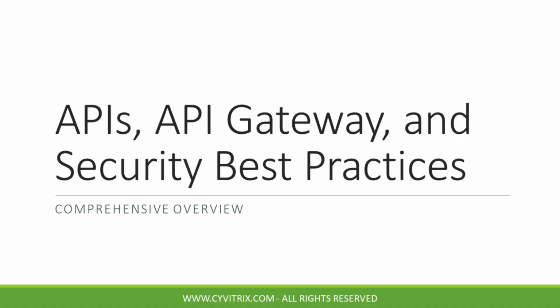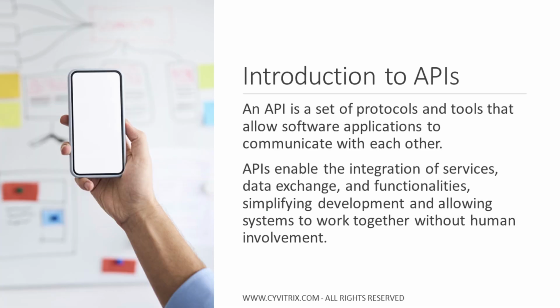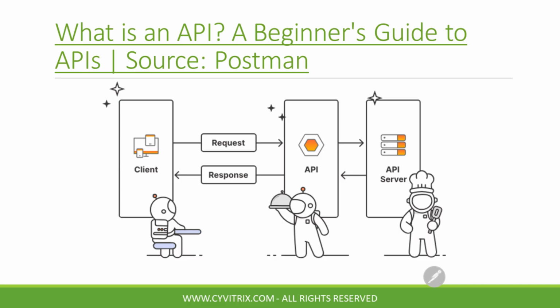An application programming interface, API, is a set of protocols, tools, and definitions that allow software applications to communicate with each other. APIs define the rules and methods for different software components to interact, enabling seamless integration of services, data exchange, and system functionalities. They are widely used in web development, mobile applications, cloud services, and IoT devices to allow different systems to communicate without the need for direct human involvement.